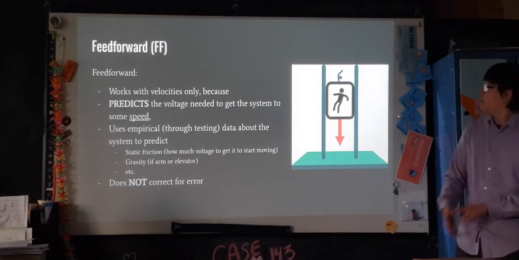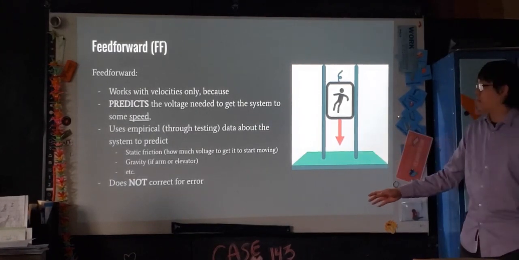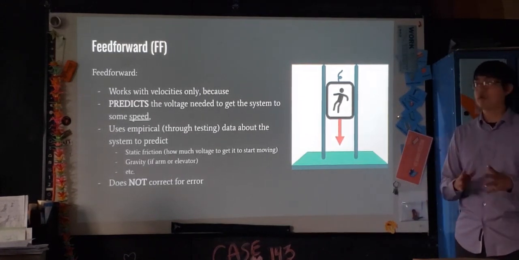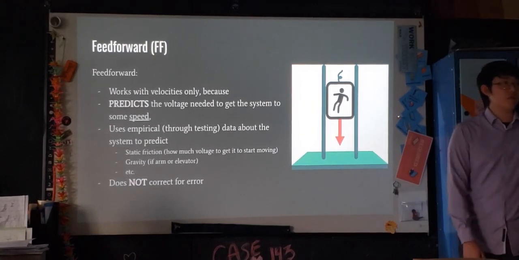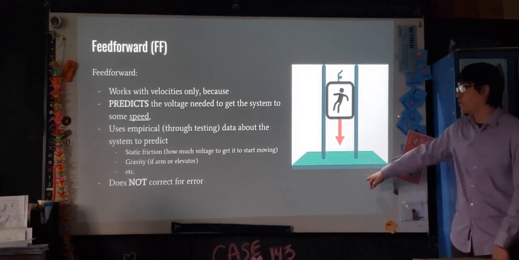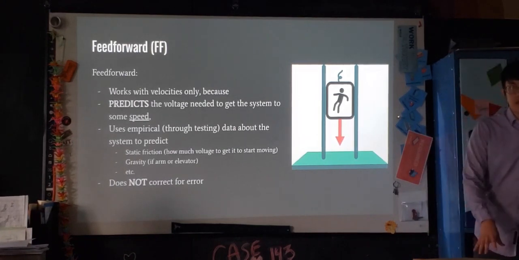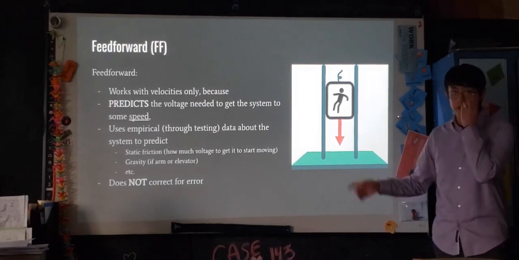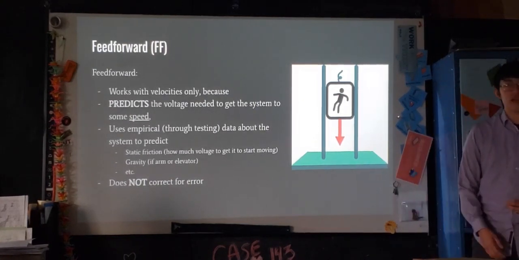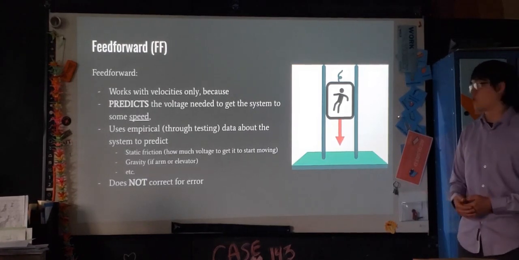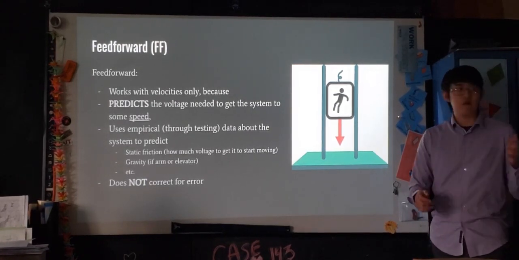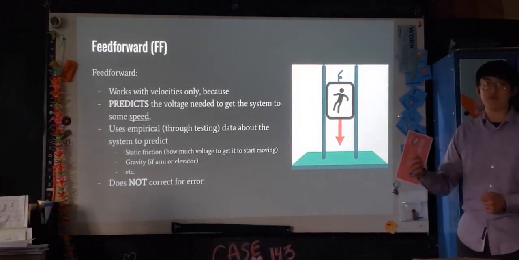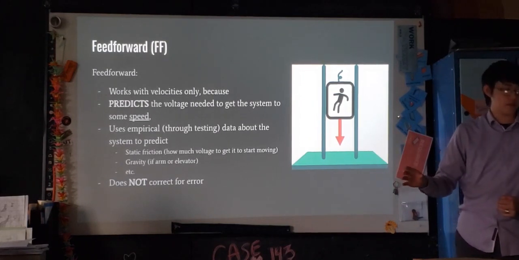Okay, yeah. Feed forward here. A very important thing to note is that feed forward only works with velocity. It does not work with position output. You cannot ask feed forward to go from 0 meters to 10 meters. That's a position, that's a distance. You need to work with it in velocities, telling it to go from 1 meter per second to 5 meters per second. Because what feed forward is really good at is it predicts the voltage that you need to get to some speed, and only some speed, okay?